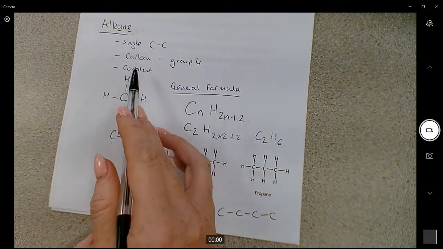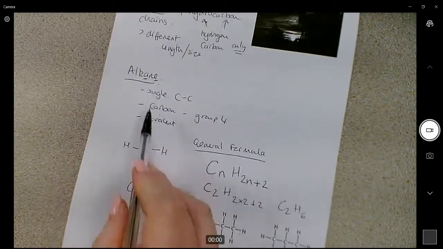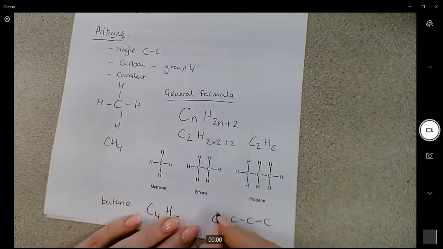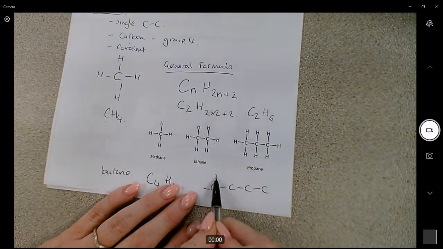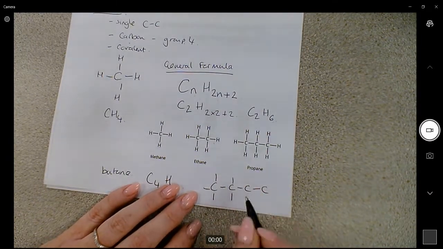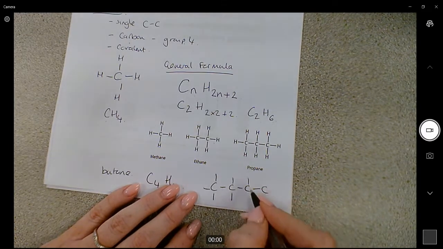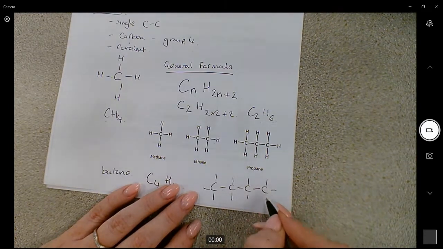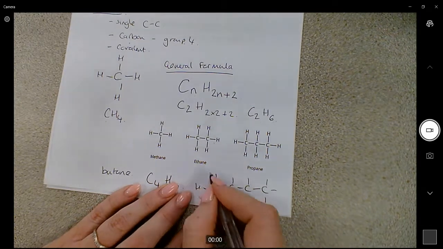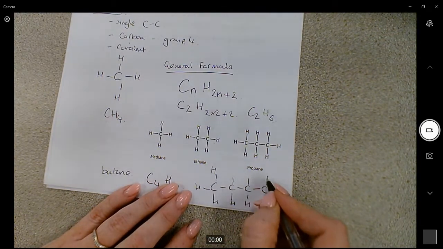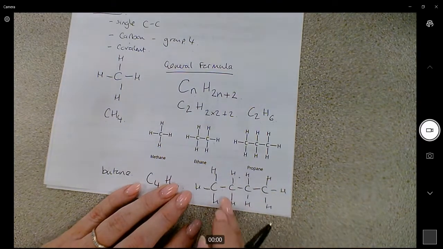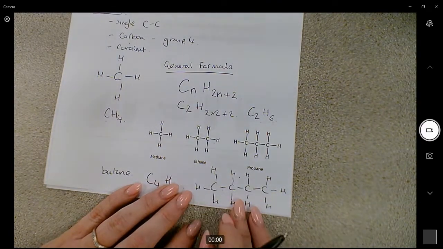I know it's an alkane, so it's single bond carbons, remember, one E. And then I make sure each carbon has 4 lines. So 1, 2, 3, 4, that one's happy. 1, 2, 3, 4, yep. Same again. And then I put my hydrogens on afterwards. So hopefully that helps you to be able to draw the structure of alkanes.